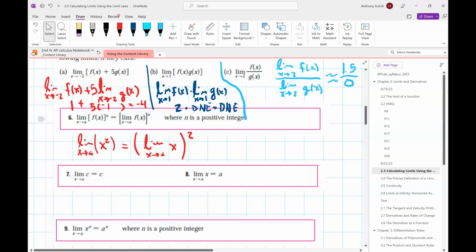Our next one says the limit as x approaches a of a constant is just equal to that constant. Is that surprising? What's the graph of y equals c look like? Just a horizontal line at c, right? As x approaches any value, what is the y heading to? Always c, right? Because it's just the constant, just a straight horizontal line. Doesn't matter the value of a. The y is always going to be c.